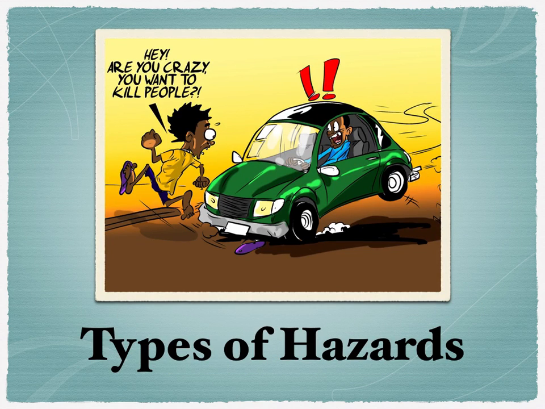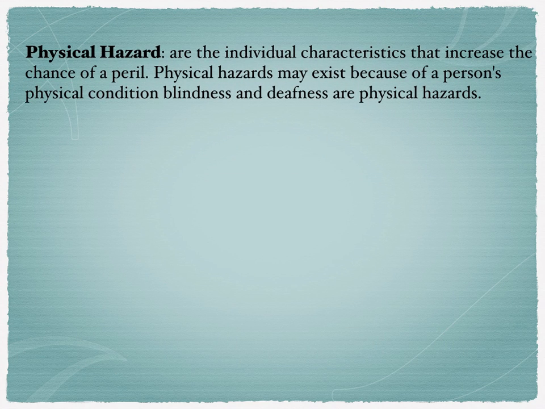Types of hazards. Physical hazards are the individual characteristics that increase the chance of a peril. Physical hazards may exist because of a person's physical condition. Blindness and deafness are physical hazards.